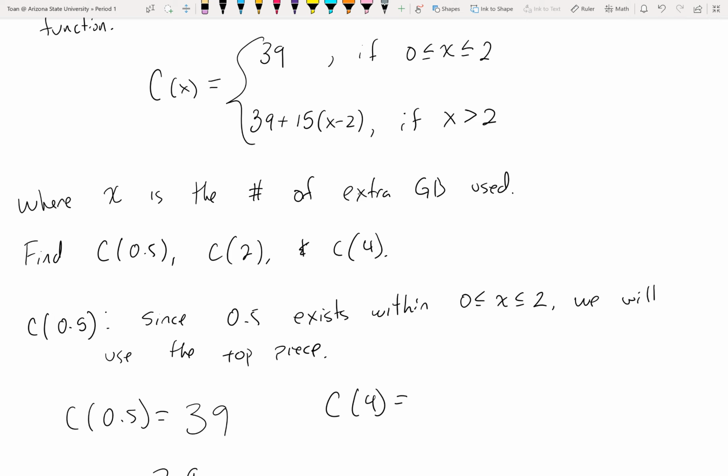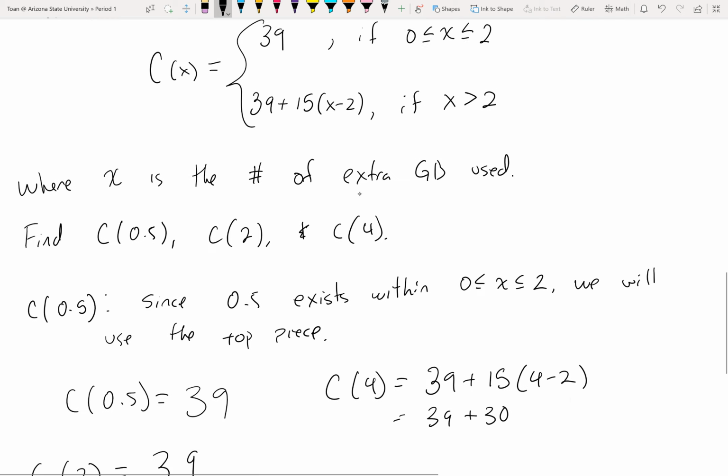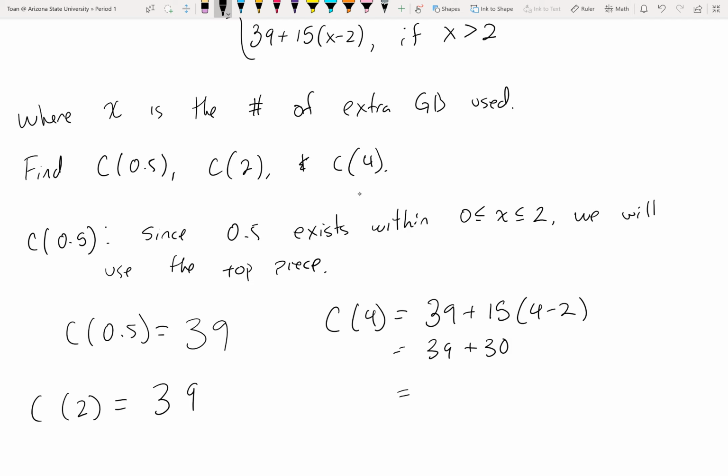So I'm going to substitute the input of 4 into the bottom equation. Does everyone understand how we're evaluating this piecewise function? Just look at the domain splits. That will tell you which piece to use. So this tells us to use the bottom function. So that's 39 plus 30, which we will pay $69. Yep, I think that's right. Yeah, 4 minus 2 is 2, times 15 is 30.